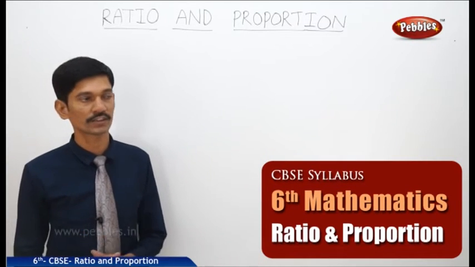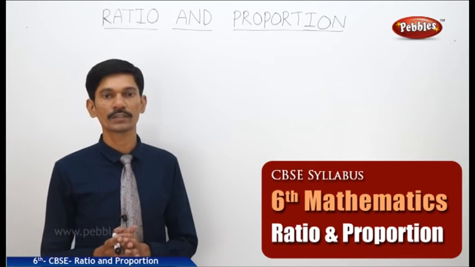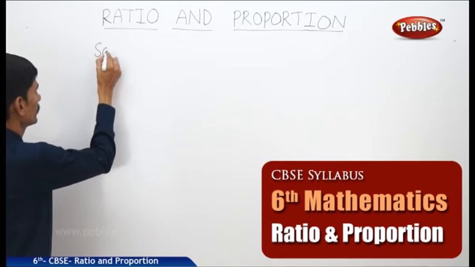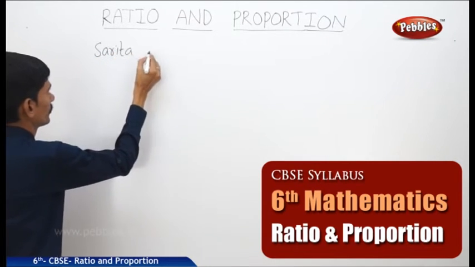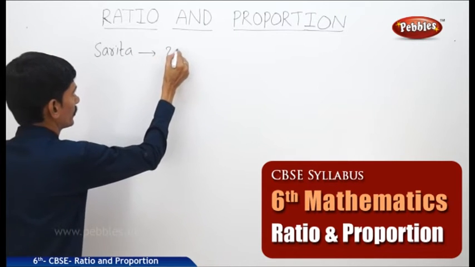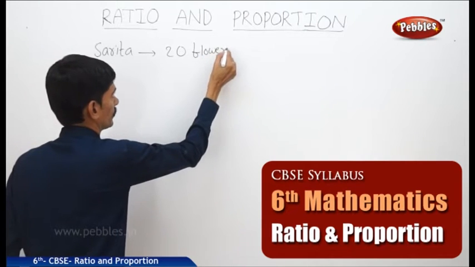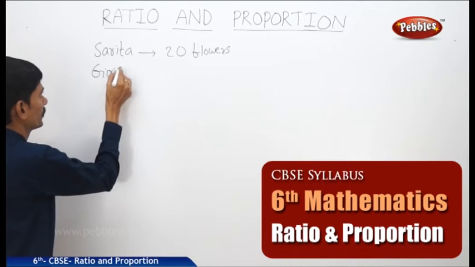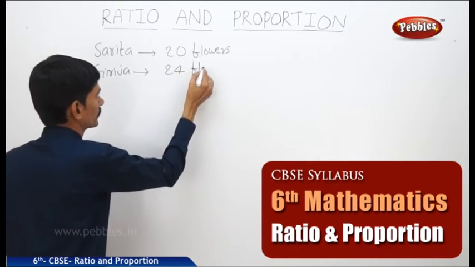Now let us start the next chapter, ratio and proportion. So how to compare two quantities? For example, Sarita has collected 20 flowers and Girija has collected 24 flowers.